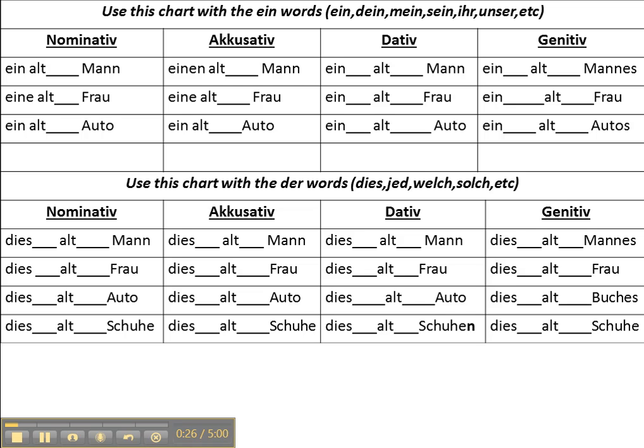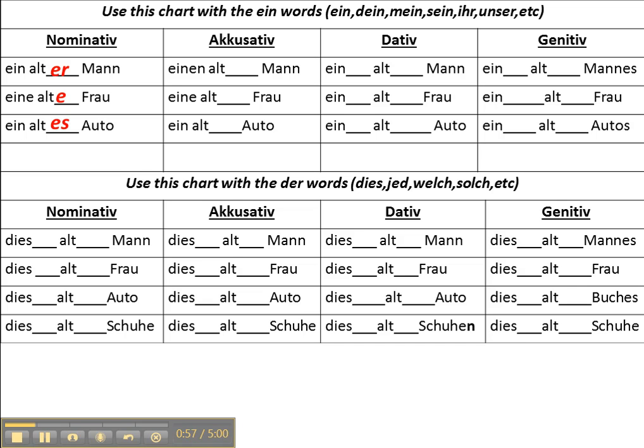words. So in the nominative, when you have an ein word, a so-called ein word, which could be any of the possessive pronouns or a ein, or it could also be kein, you're going to follow the top of this chart. So if it's nominative, and remember what makes something nominative, it's the subject of a sentence or the predicate nominative, which occurs most often after a conjugation of the verb sein. So you have ein alter Mann, eine alte Frau, and ein altes Auto.